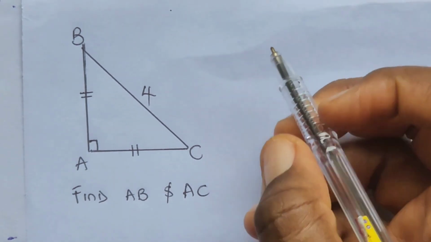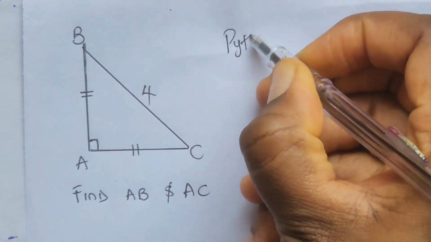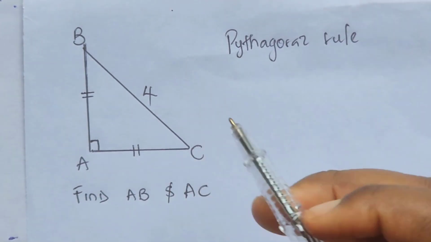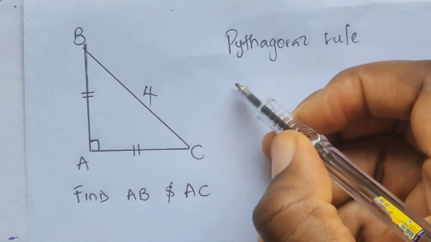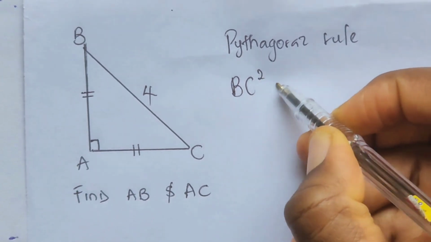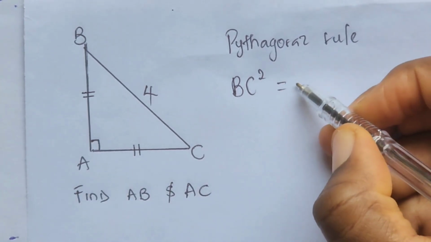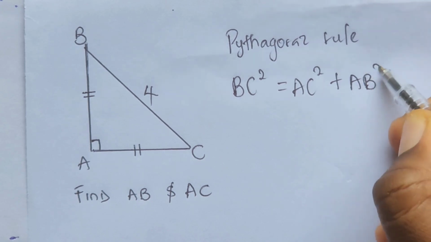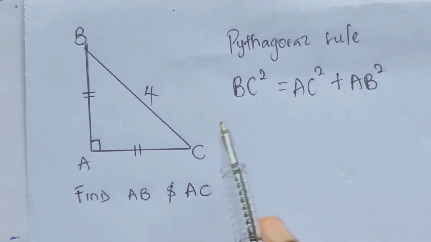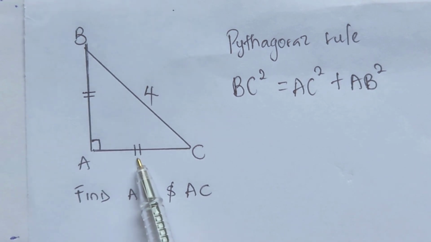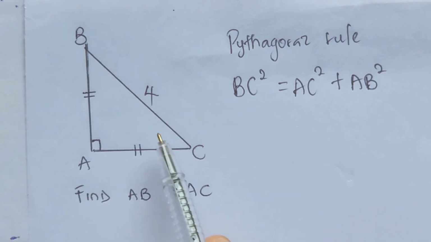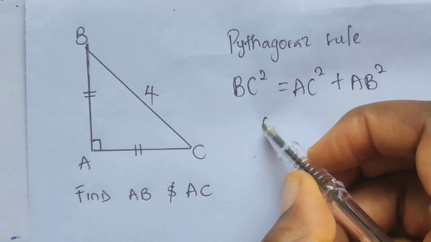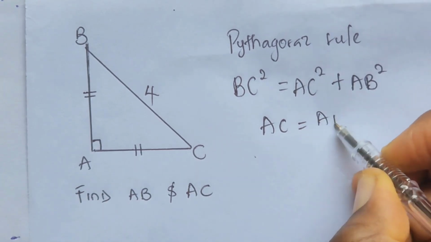For us to begin, let's remember the Pythagoras rule, which states that the square of the hypotenuse, which is BC, is equal to the square of the adjacent plus the square of the opposite. So from the diagram, we are meant to understand that the adjacent is equal to the opposite. That means AC is equal to AB.